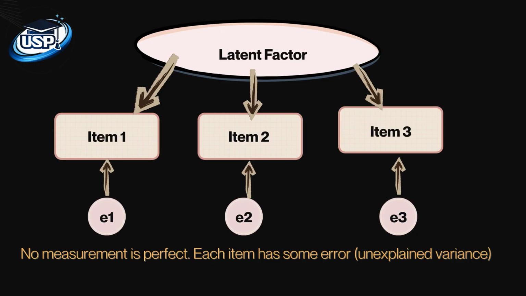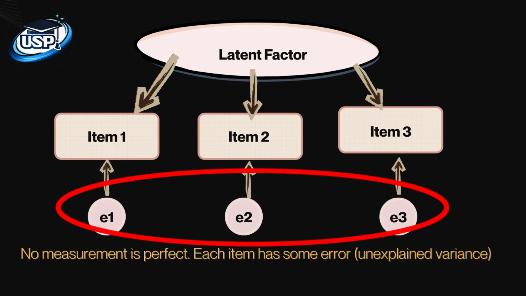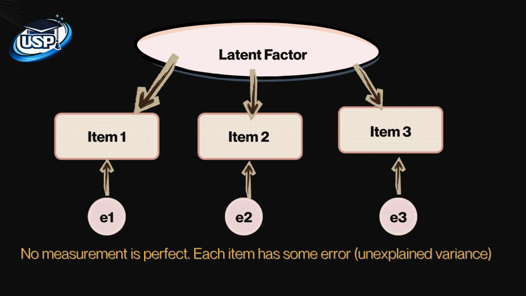There are these error terms. Now error here means unexplained variance. Each item has some error. So each of these questions, item 1, item 2, item 3, has error terms E1, E2, E3, which are not explained by the latent factor. They are the unexplained variance. Here it does not mean it's a mistake.